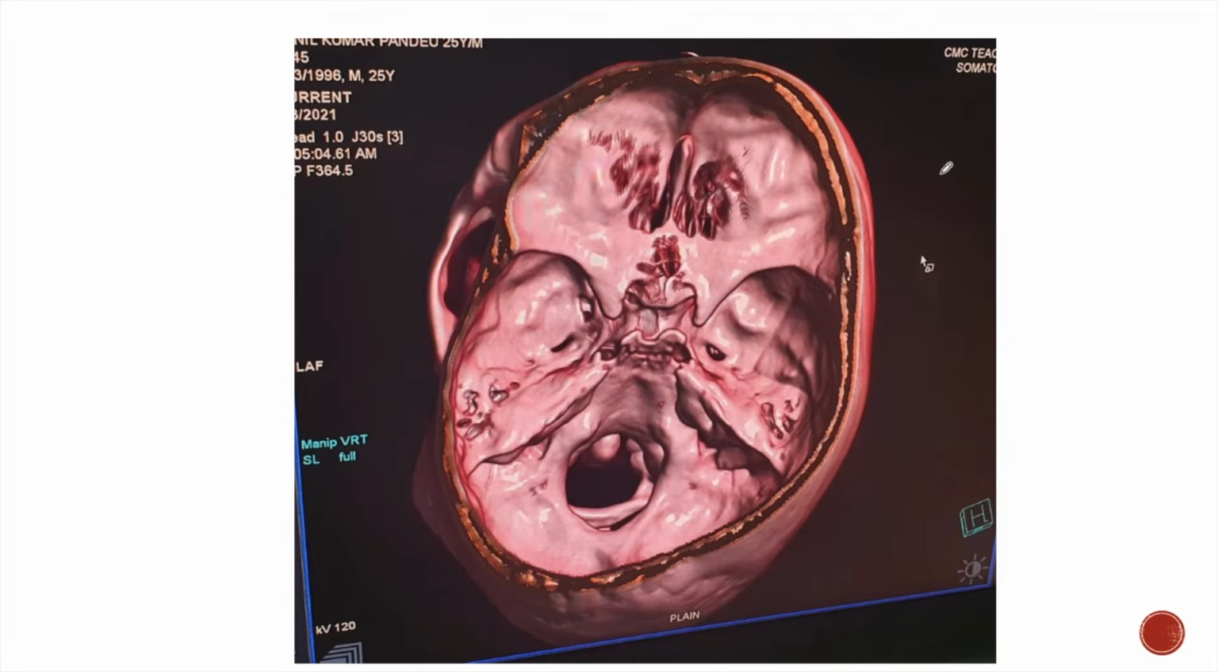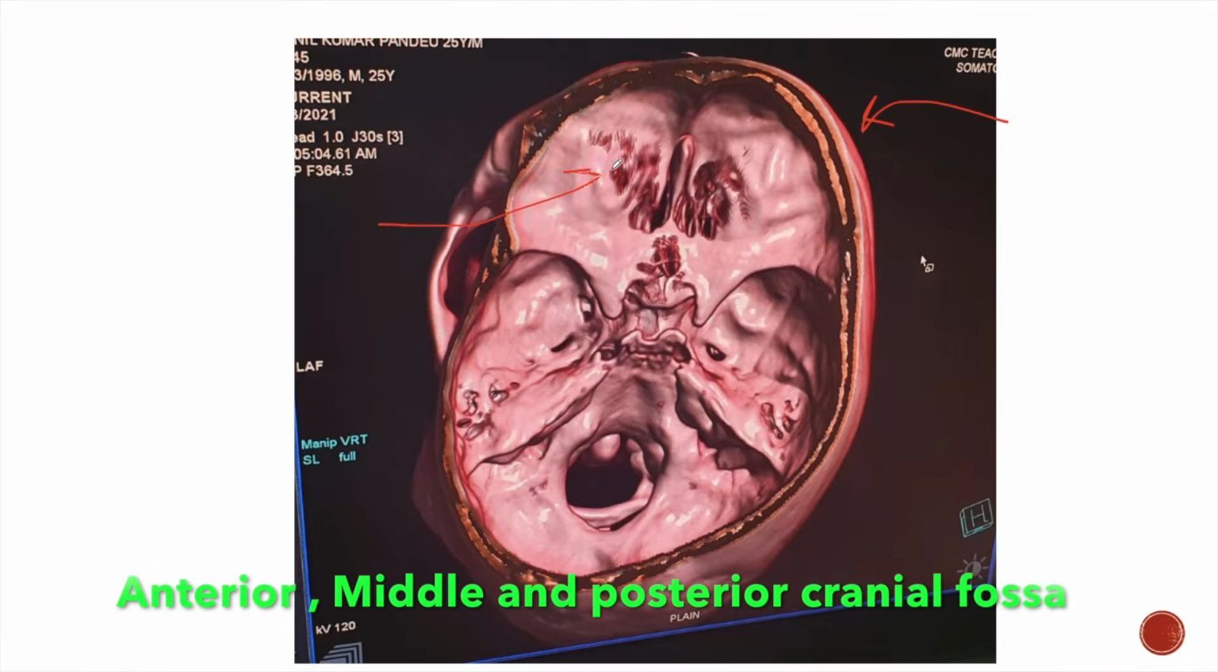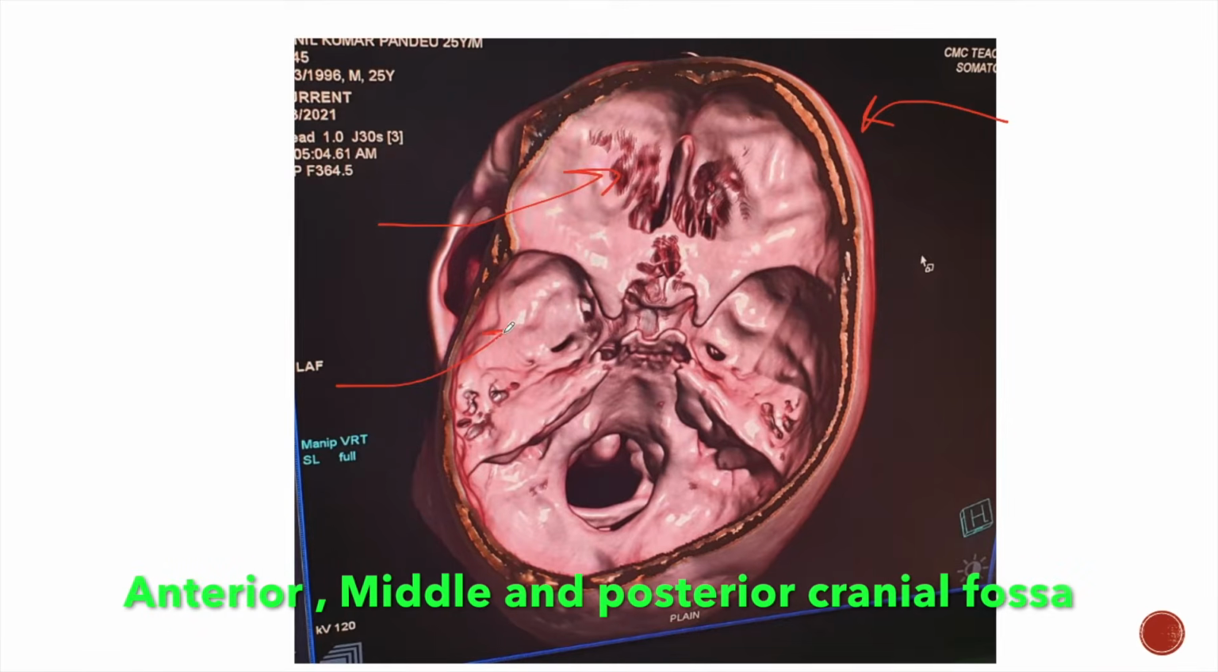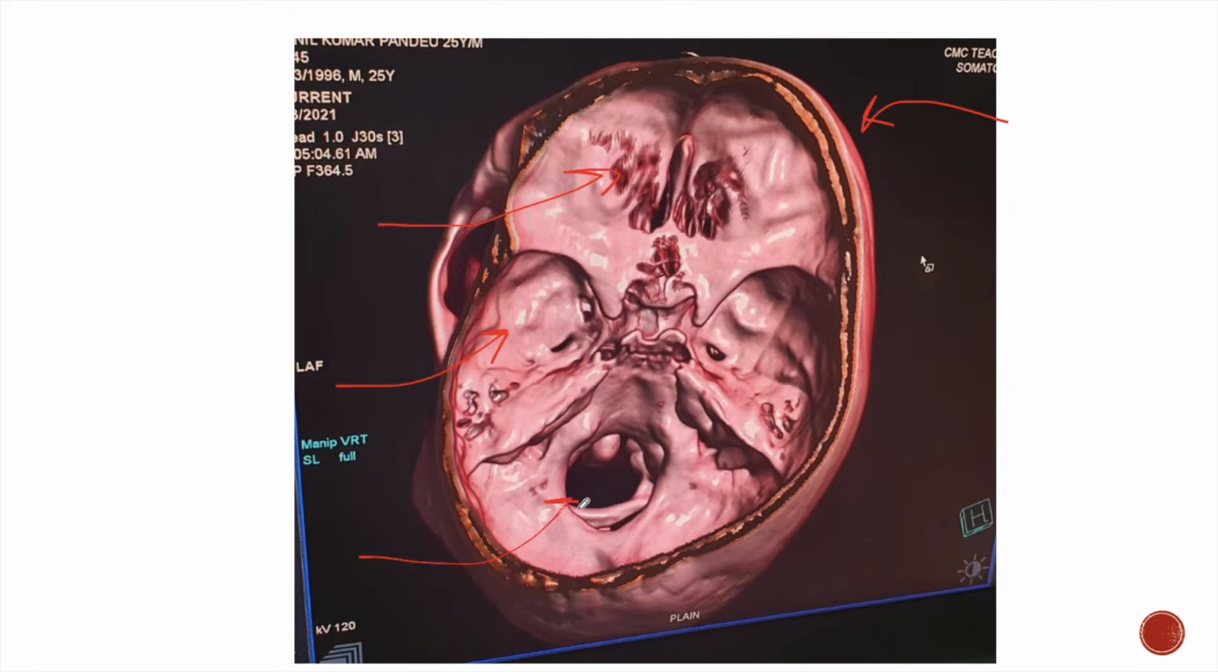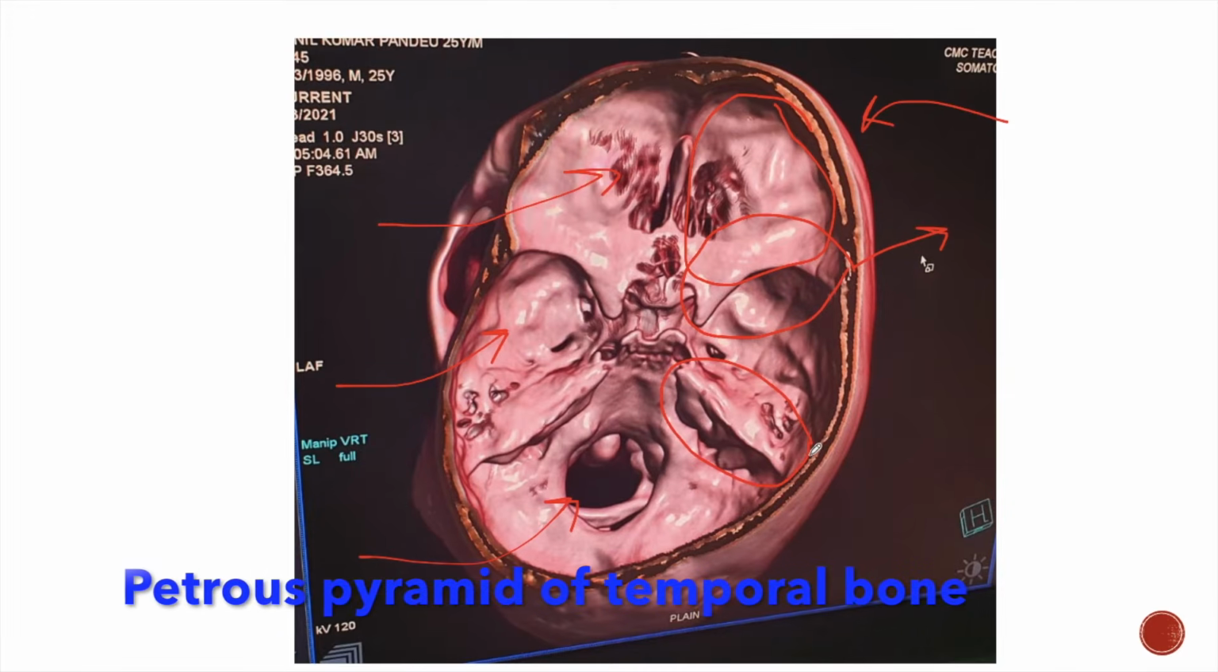The skull base has 3 cranial fossas as shown in this image. These are the anterior cranial fossa, the middle cranial fossa and the posterior cranial fossa. The anterior cranial fossa is separated from the middle cranial fossa by the lesser wing of the sphenoid bone, and the frontal lobe is present in the anterior cranial fossa here. The middle cranial fossa is bounded anteriorly by the lesser wing of the sphenoid and posteriorly by the petrous pyramid of the temporal bone.